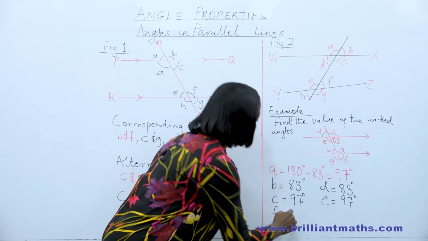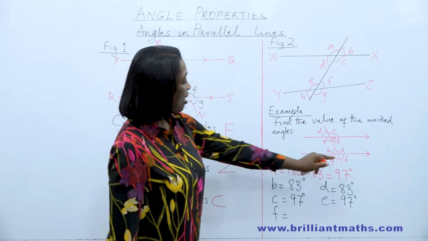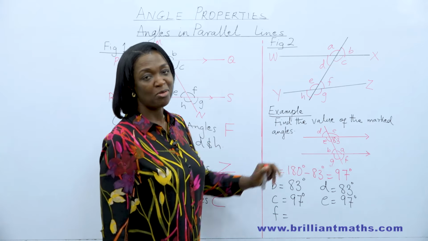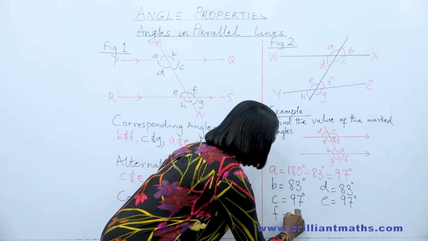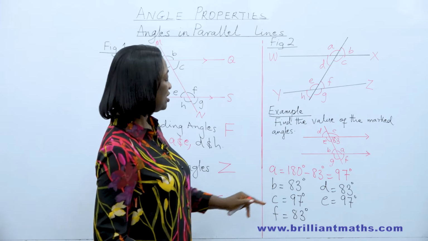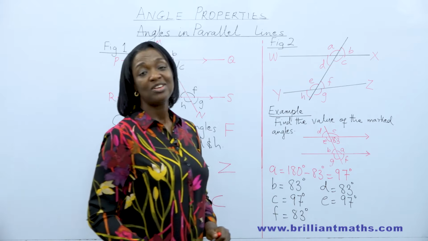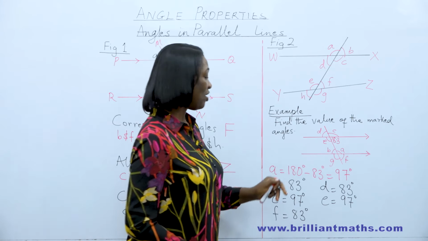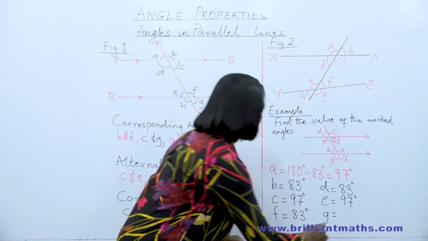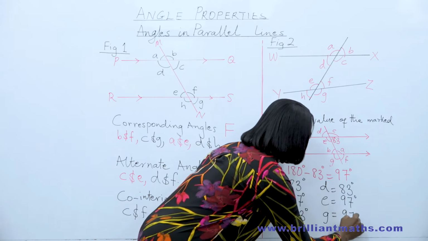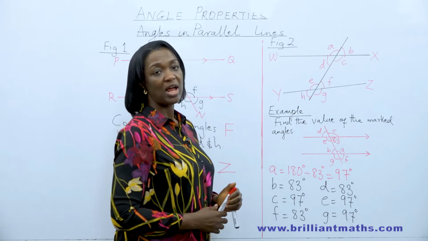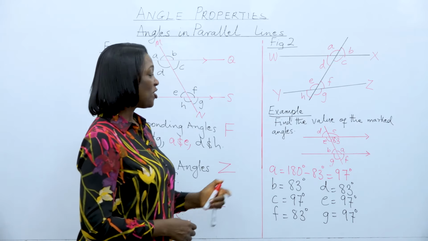So we'll put F here. F is vertically opposite to B, so they are equal. And B is equal to 83 degrees. G is vertically opposite to A, so they are also equal. And A is equal to 97 degrees. If you look at the corresponding angles, you see that they are equal.